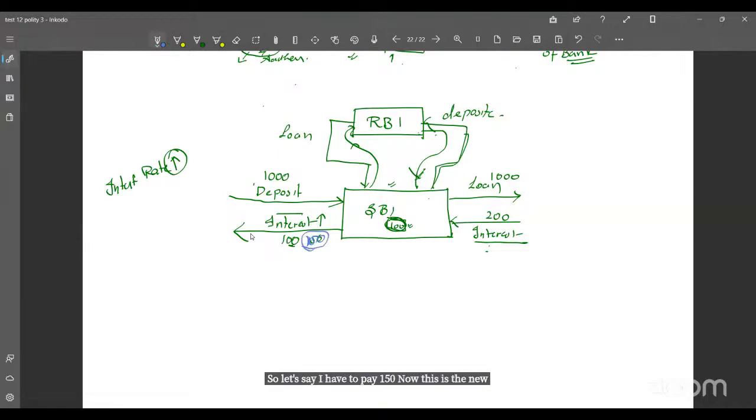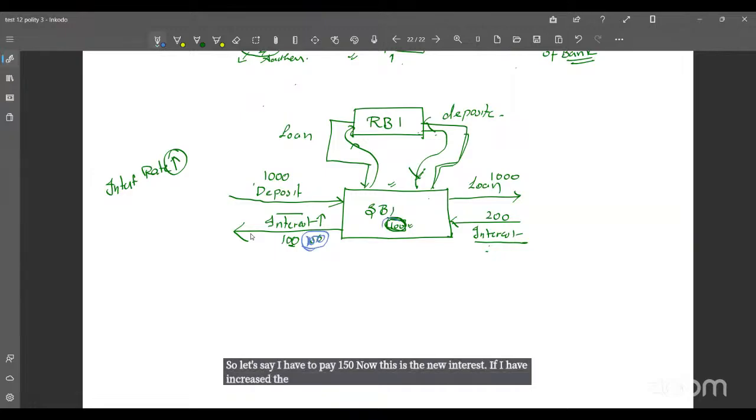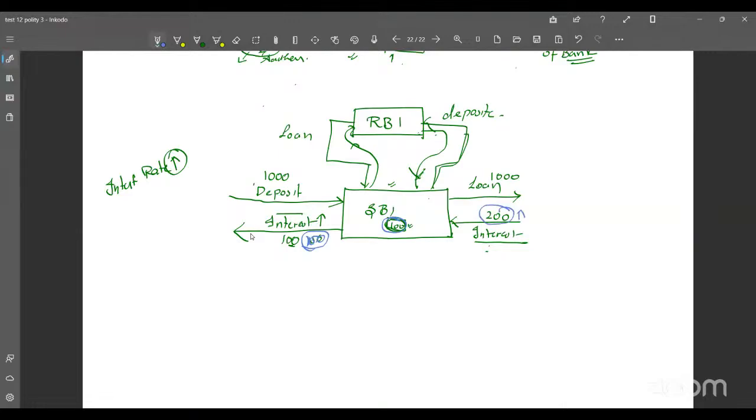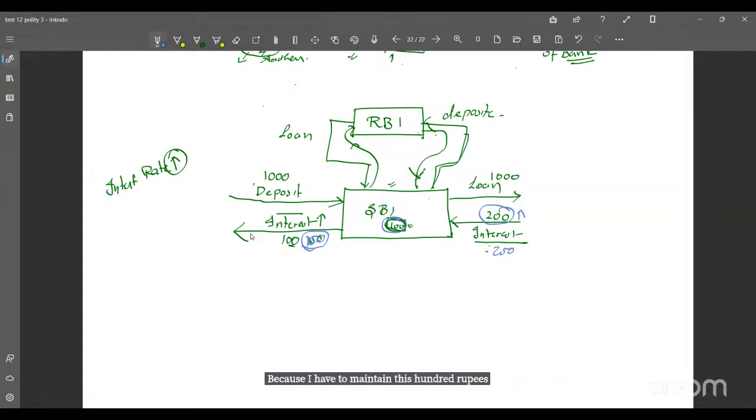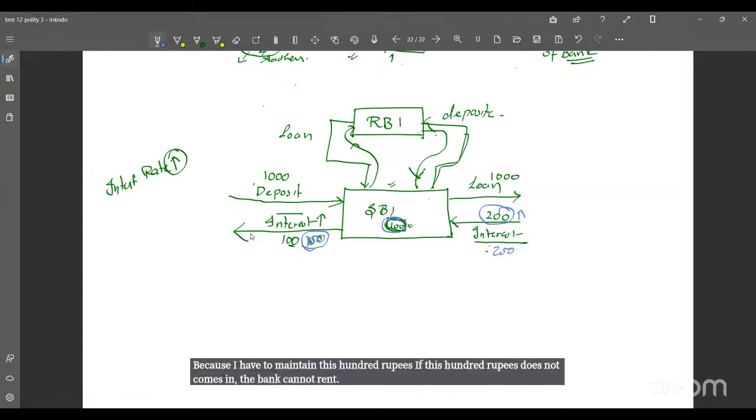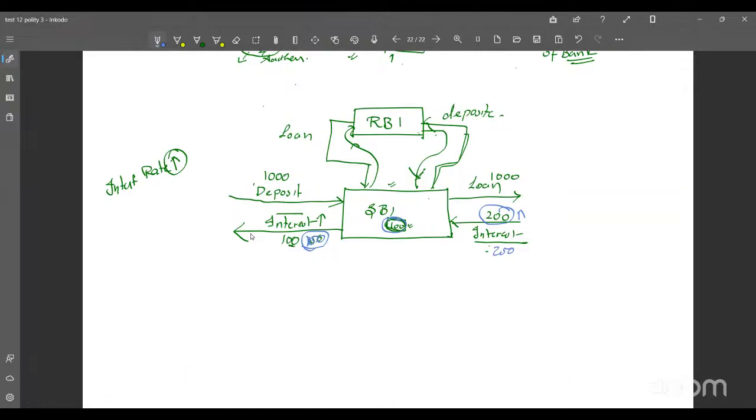If I have increased the interest, automatically this 100 rupees has to be maintained, correct? So this interest will also increase. This will become 250 automatically because I have to maintain this 100 rupees. If this 100 rupees does not come in, the bank cannot run. Are you getting the point?